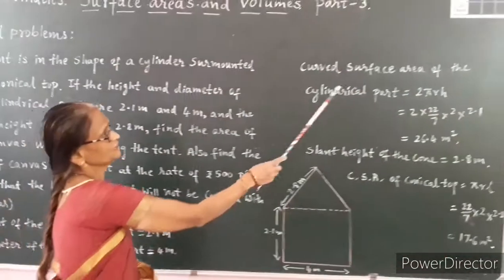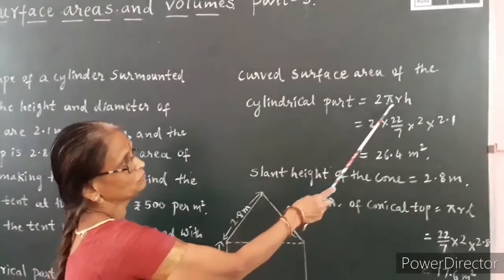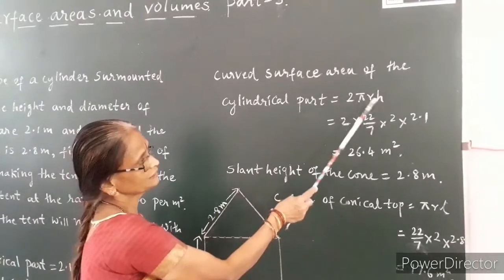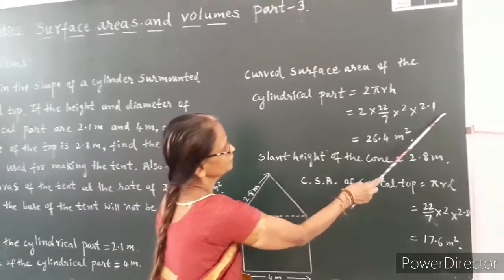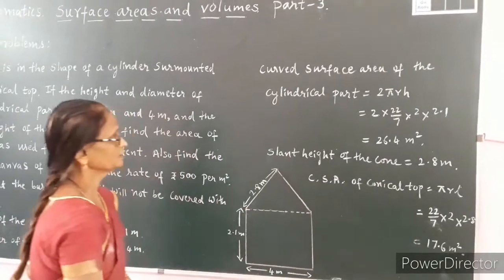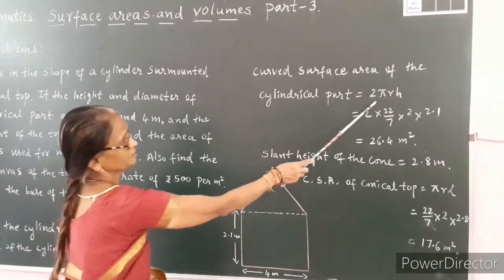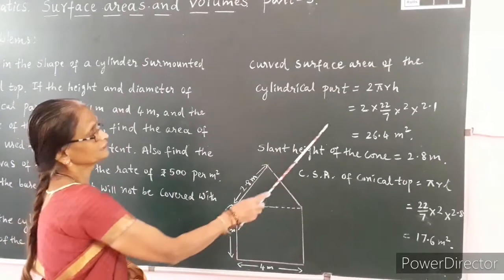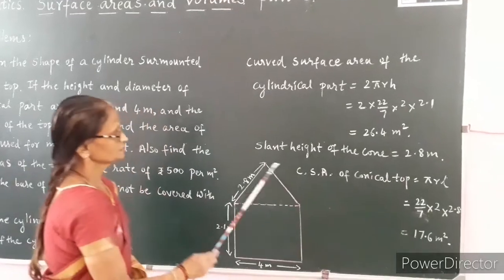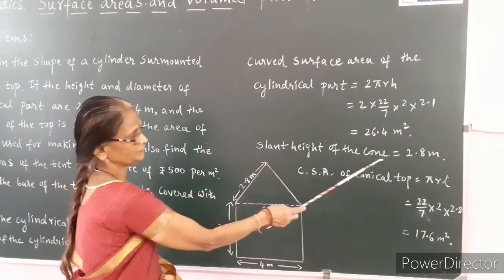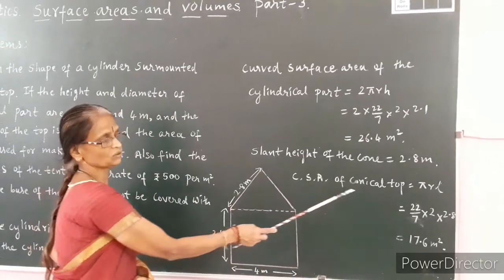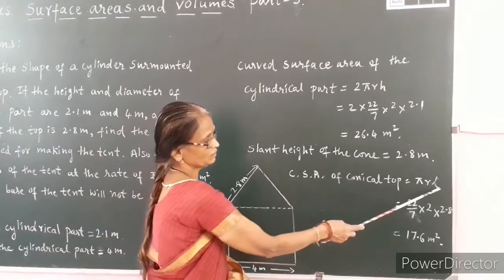Then curved surface area of the cylindrical part equals 2 pi r h. 2 into pi value 22/7, r is 2, into 2.1. It gives 26.4 meter square. Here the diameter is converted into radius. The diameter is 4 meter, so the value of the radius is 2. Then the slant height of the cone is given, that is 2.8 meter, and we find the CSA of the conical top, that is pi r l.